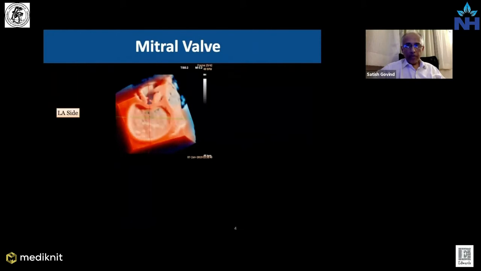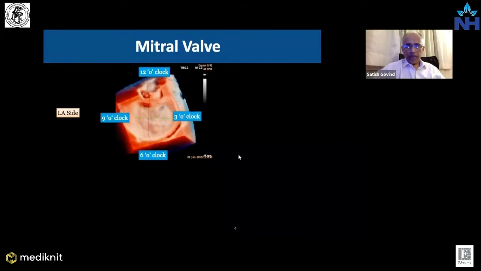Now, a brief overview of the mitral valve. So this is how the imaging looks like. The quality of the 3D images has improved remarkably over the last year or so. So this is from the LA side. You can see the anterior mitral leaflet on top and then the posterior mitral leaflet below. And this can be better read if you have this clock. So you have the 12, 3, 6, and 9 o'clock.